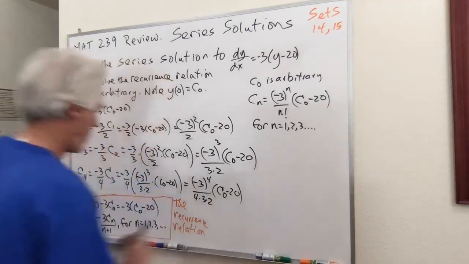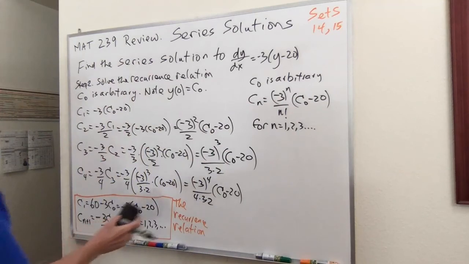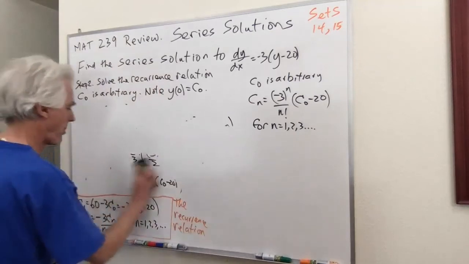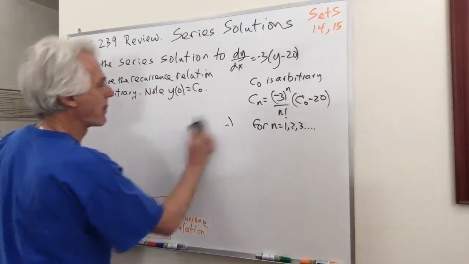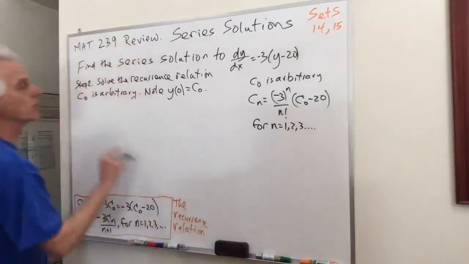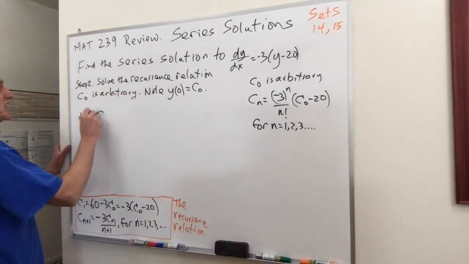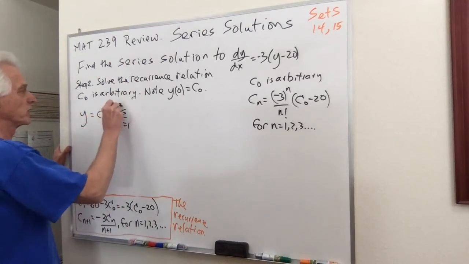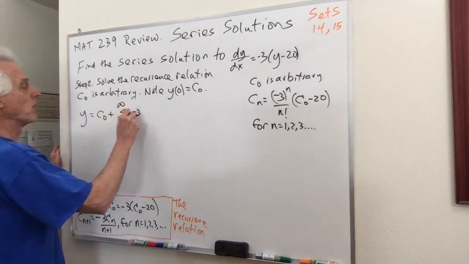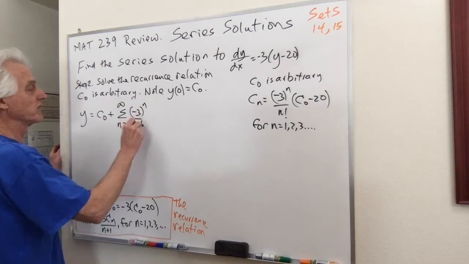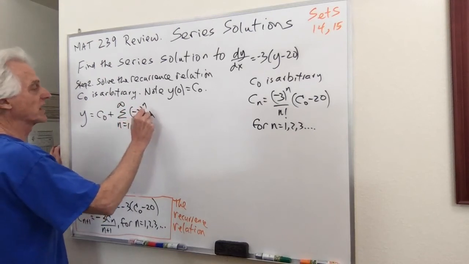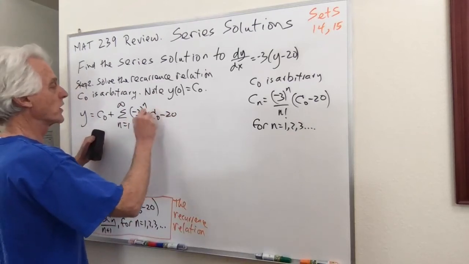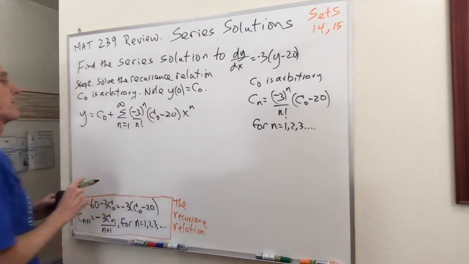All right. So what do we got here? Let's see if we can put them all together. So we get that y is C0 plus the sum from n is 1 to infinity of minus 3 to the n over n factorial times C0 minus 20 times x to the n. Okay?